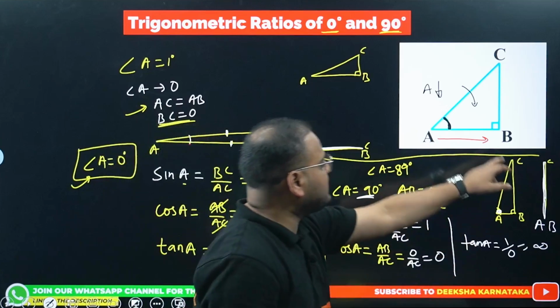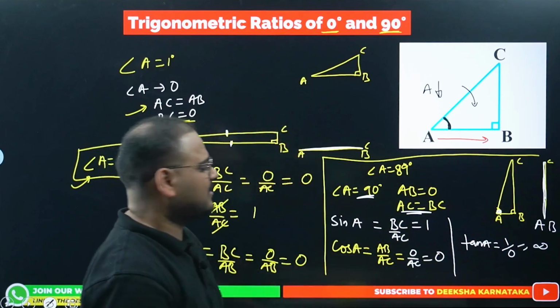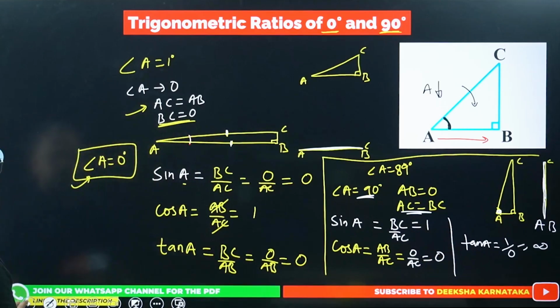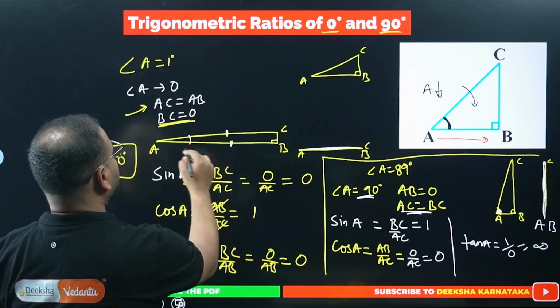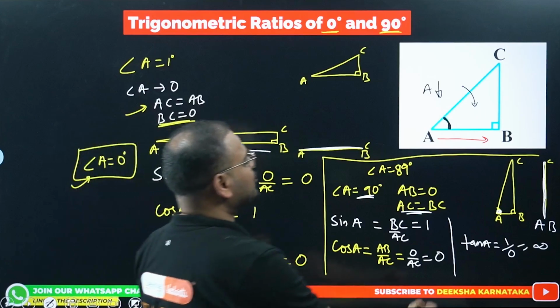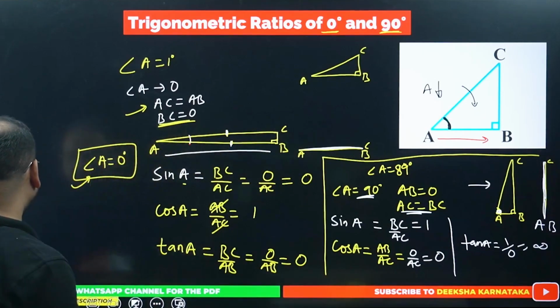You can do the same way. BC by AB. AB is 0, so 1 by 0. Whatever it is, the ratio is undefined. So 0 and 90 are also done. Very important to know here: this triangle you should know how it is becoming 0, and this triangle you should know how it is becoming 90 degrees. I hope this helped.